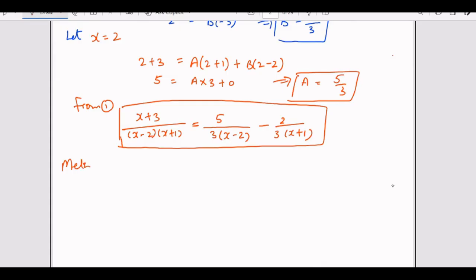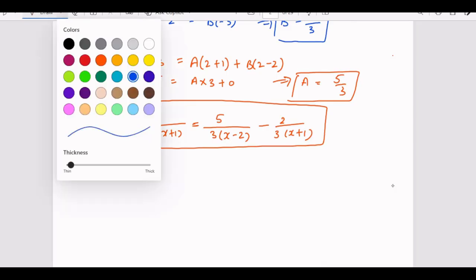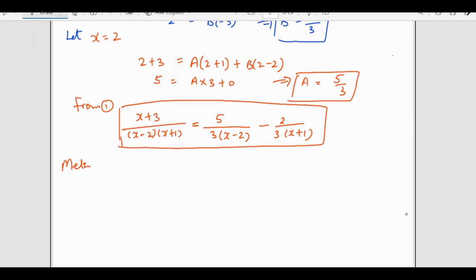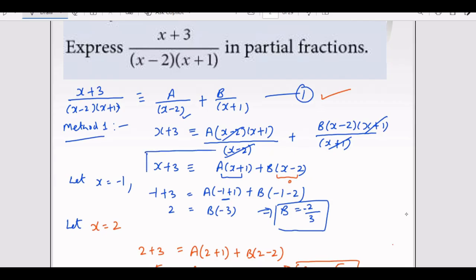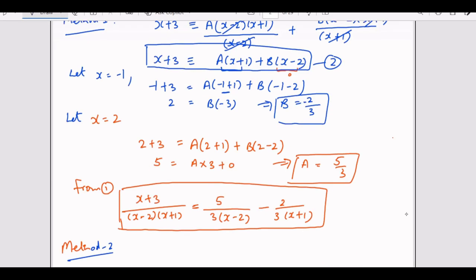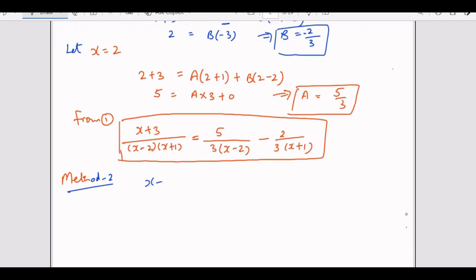The second method to do this is, I'm rewriting this expression from here. Let's say this is equation 2. So I'm taking this x plus 3 is equivalent to a times (x plus 1) and then plus b times (x minus 2), right?